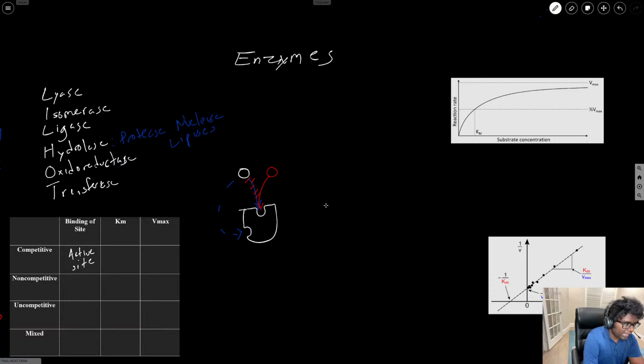So when you have an active site inhibitor, a competitive inhibitor, you will be increasing the Km. Km is the concentration constant. The Vmax, however, since you're just substituting the substrate, won't be changing. There will be no change. Now let's move on to non-competitive. Non-competitive binds to the allosteric site.